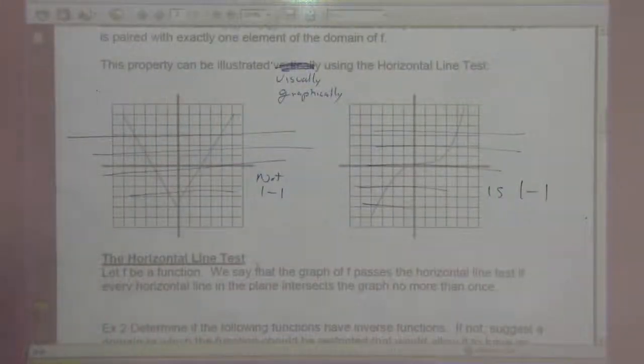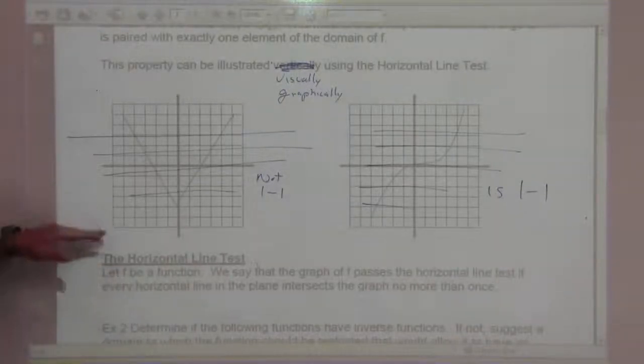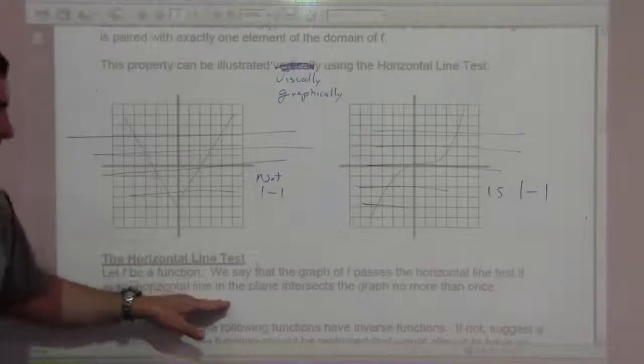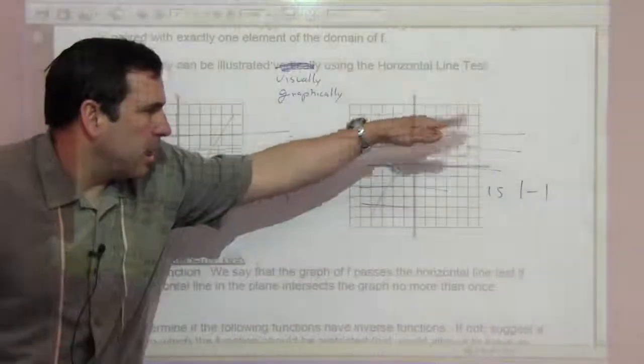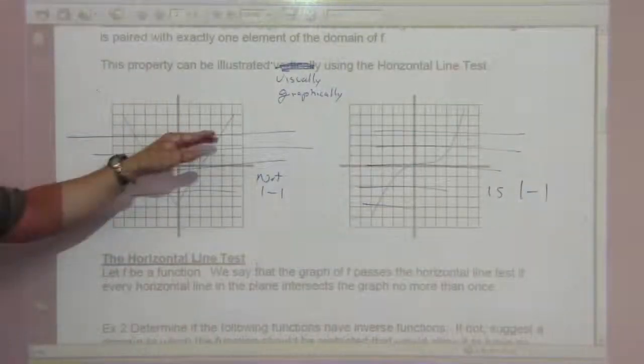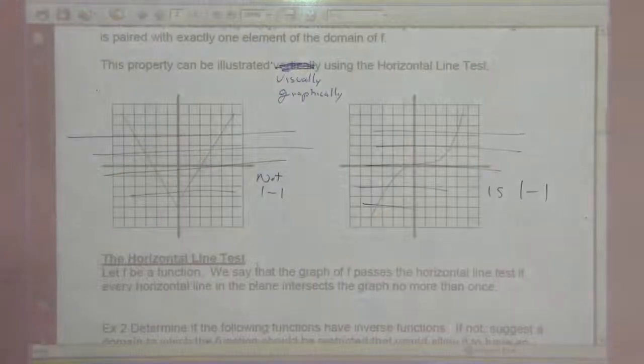The horizontal line test. Let f be a function. We say that the graph of f passes the horizontal line test if every horizontal line in the plane intersects the graph no more than once. Here, only one time. This is one-to-one. This crossed twice in many places. So this is not one-to-one.